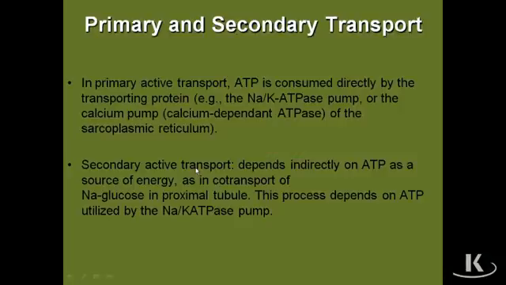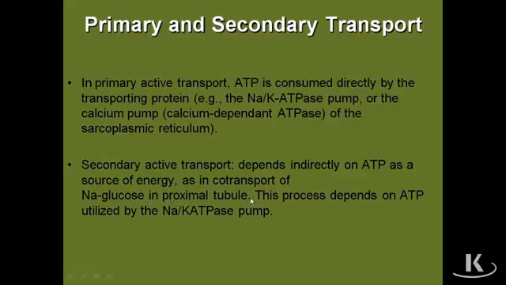That's the big point here. In secondary active transport, the transporting protein does not have ATPase activity. It indirectly uses ATP as a source of energy. A good example is the co-transport of sodium with glucose in the proximal tubule of the kidney.